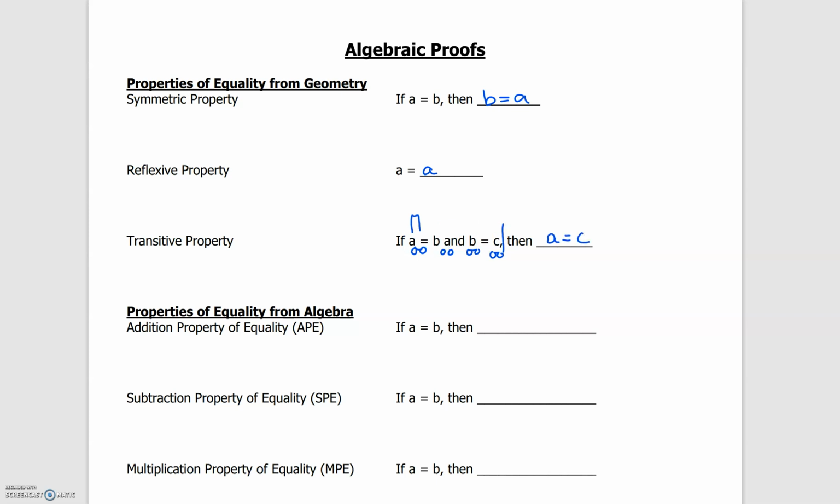Now, really, let's look at it as if A equals B, and B equals C, well then that means that A would have to equal C. And that's just kind of a logical thing we can get to, but transitive, I don't know, it's more fun with the train. But basically if they are equal to the same thing, then they are equal.